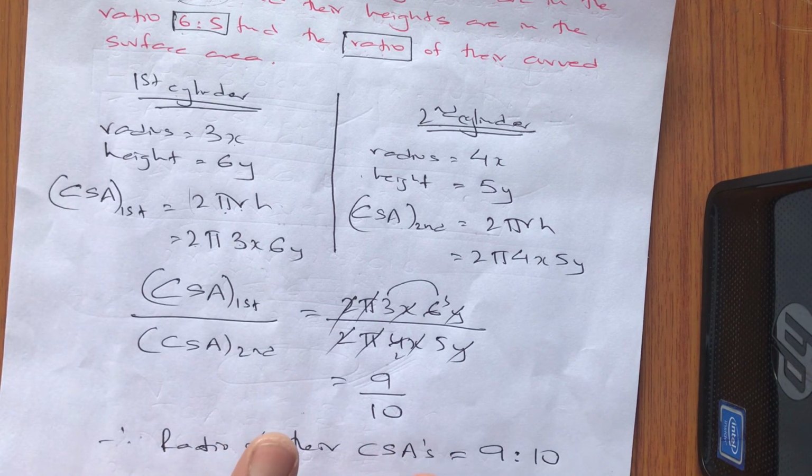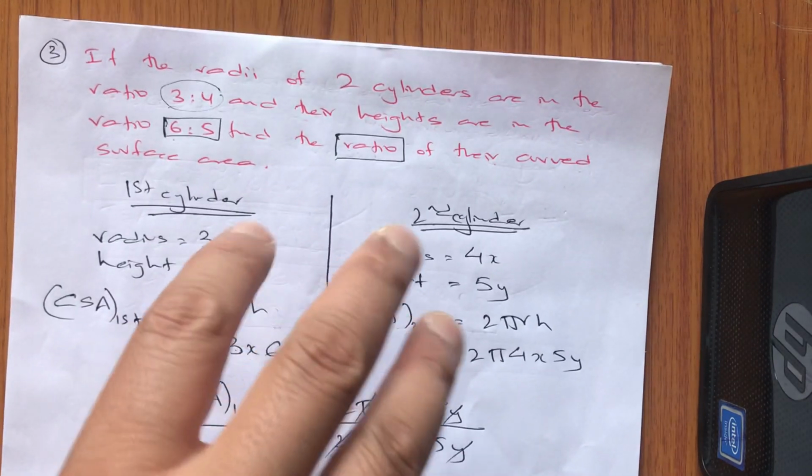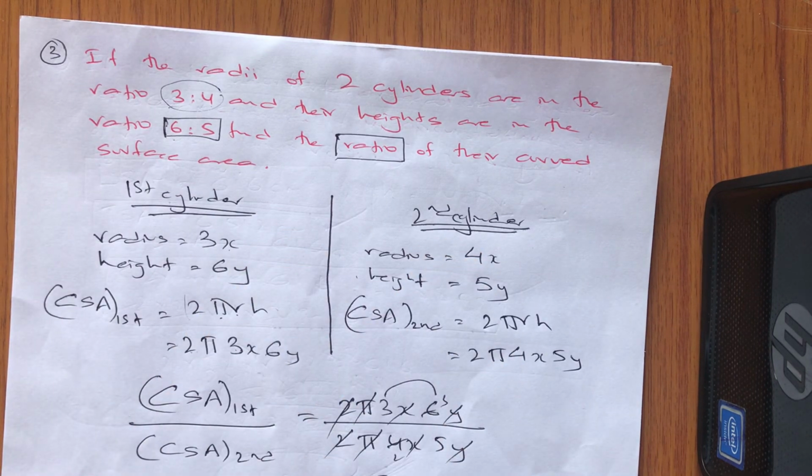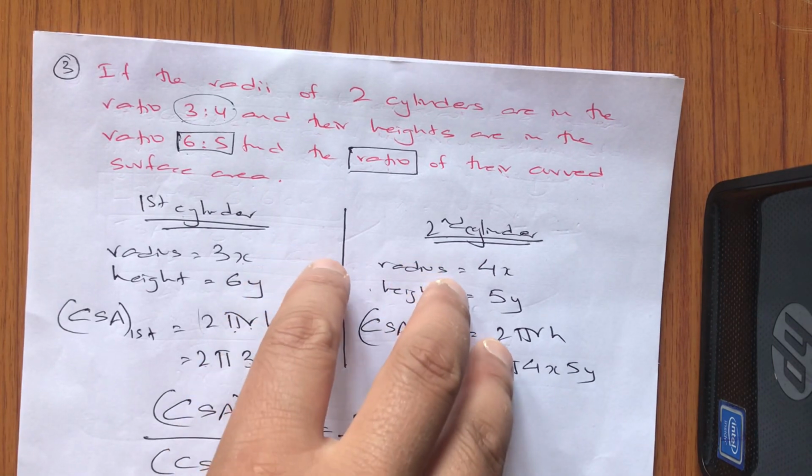So that is the first half, let's say, where we just go ahead and use the CSAs, the TSAs, or the area of the base or the circumference of the base, and we use that information to solve questions on this one. So this is the first figure that we are dealing with.